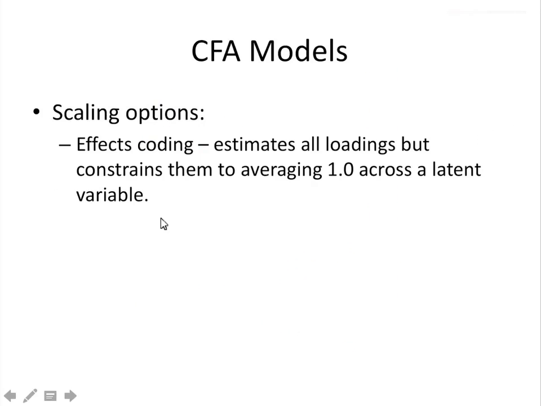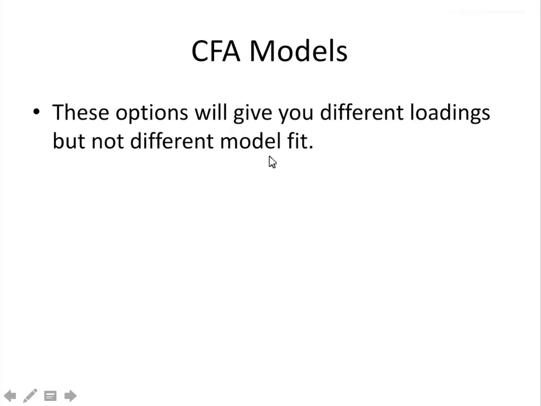Another option is what's called effects coding. And that estimates all the loadings, but it constrains them to an average of 1 across latent variables. I don't know if that's super popular. Okay, all those options are going to give you different physical loadings, but the fit doesn't change. Because all you're doing is changing where the scaling occurs. You're not changing the way the covariance table is estimated. And so the model fit stays the same.